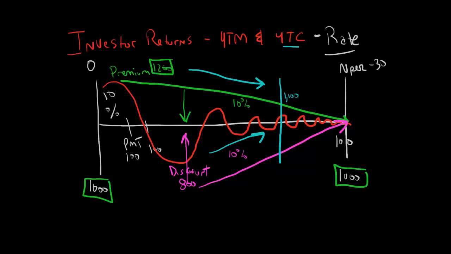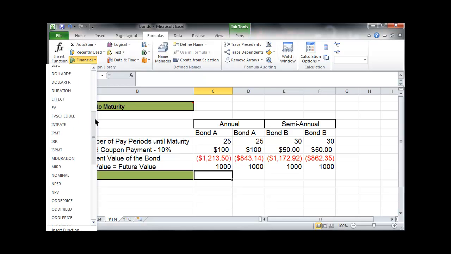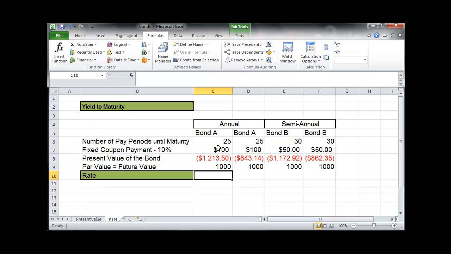Now let's go ahead and do some calculations. I'm going to start with yield to maturity. Now these numbers look familiar if you watched the last video. These are the prices, so you already know the answers, but I'm going to redo these. So I'm going to use basically the rate function. Again, I can go to formulas and finance and find the rate, or I can just type them in. I'll just go ahead and type them in for ease.